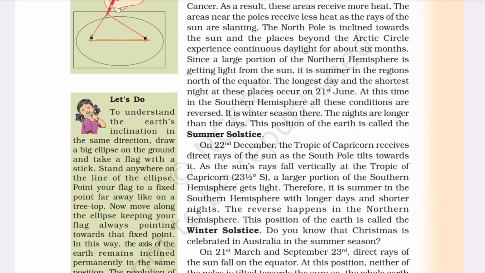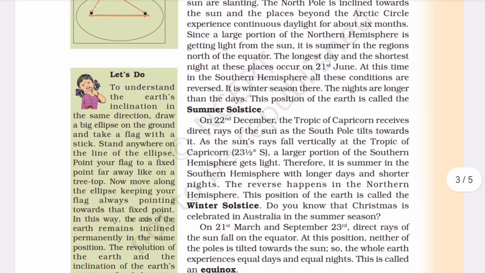At this time, in the southern hemisphere, all these conditions are reversed. It is winter season there, and nights are longer than days. This position of the earth is called summer solstice.